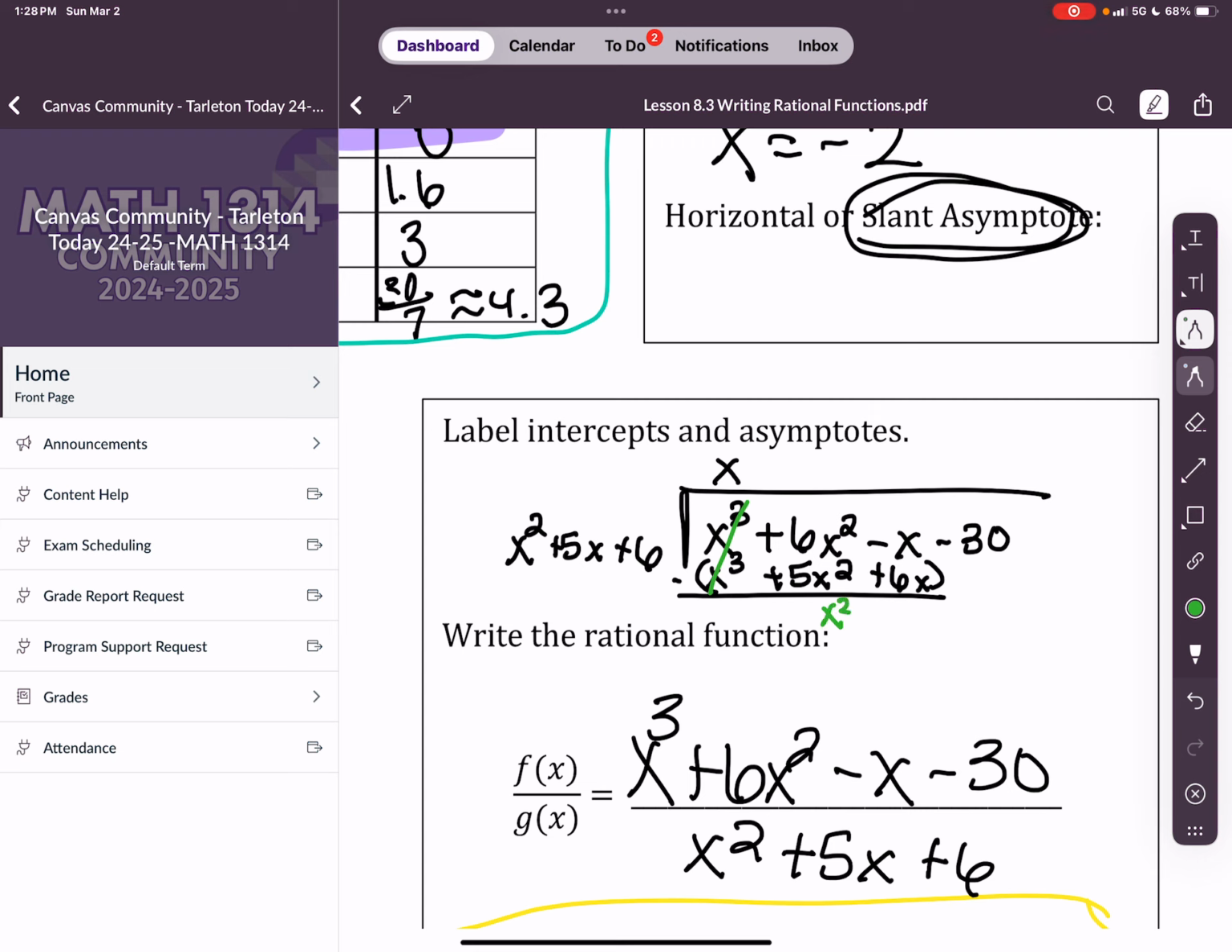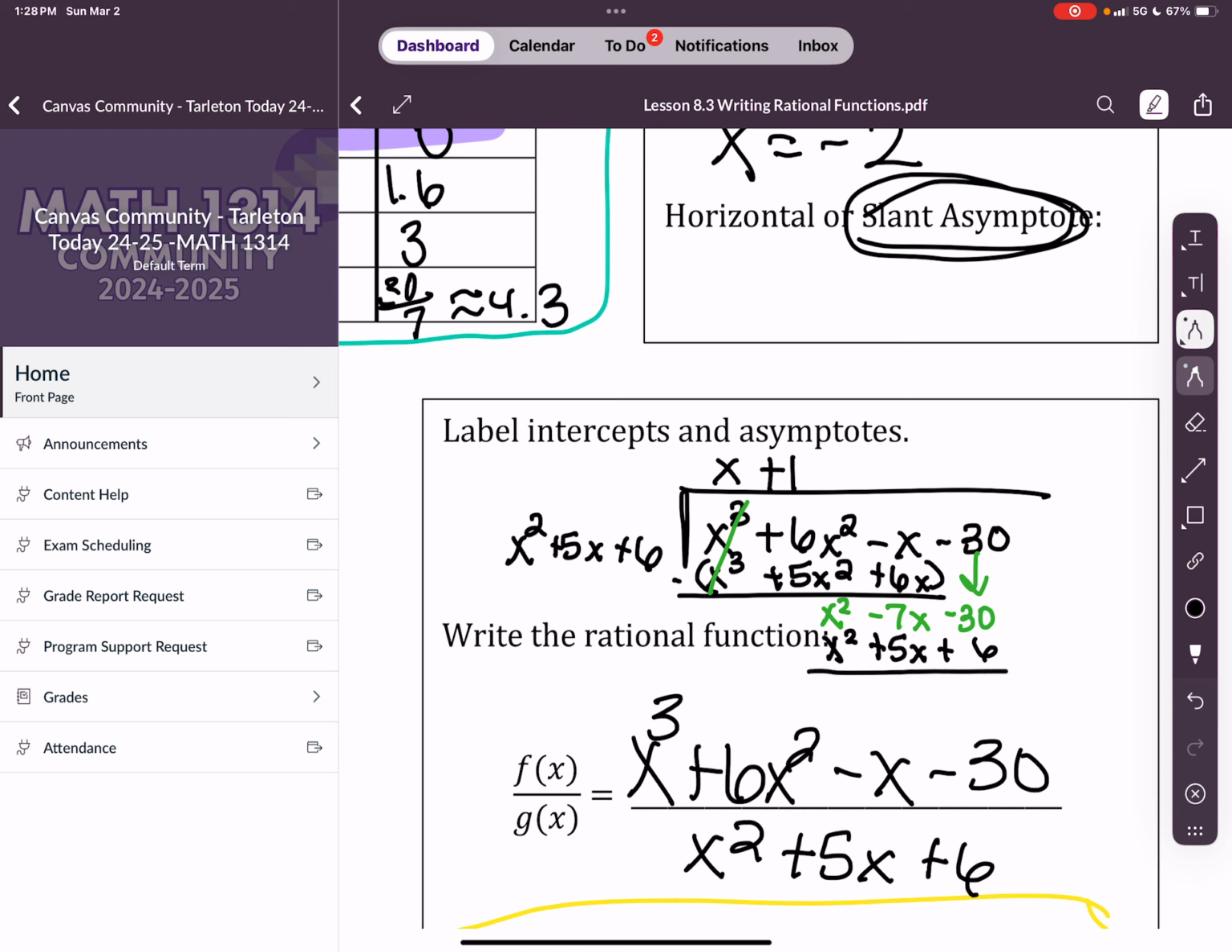Negative x minus 6x gives me negative 7x. And then I'm going to bring down my negative 30. Okay? And so then from here, I need to see, well, what do I need to multiply x squared by to give me x squared? And so the answer here would be 1. So when I take 1 times x squared, I get x squared. 1 times 5x is 5x. And then 1 times 6 is 6.